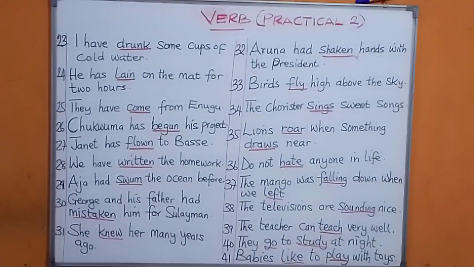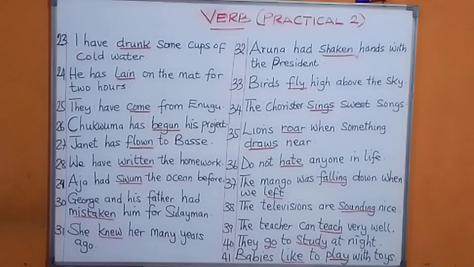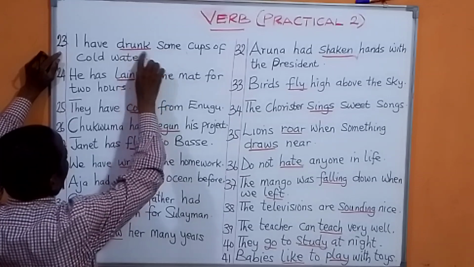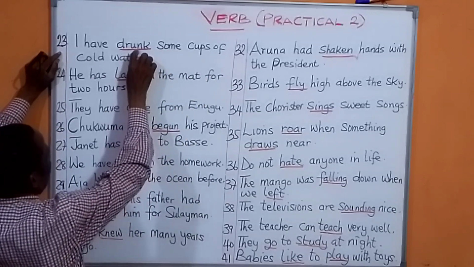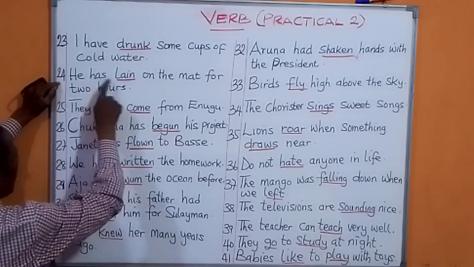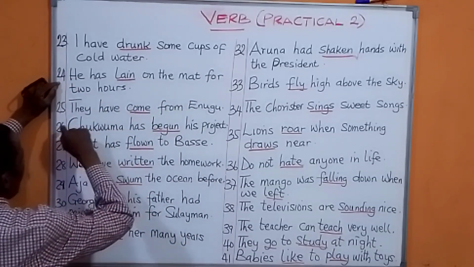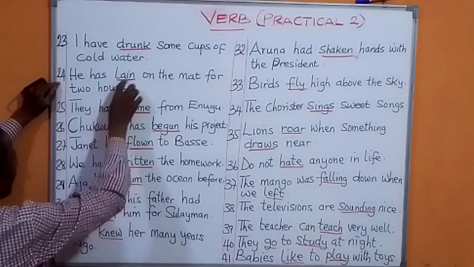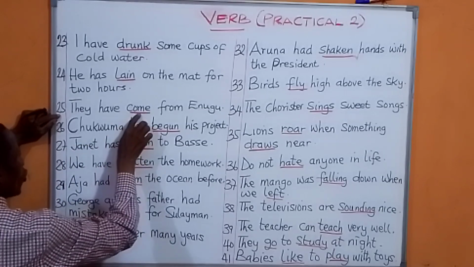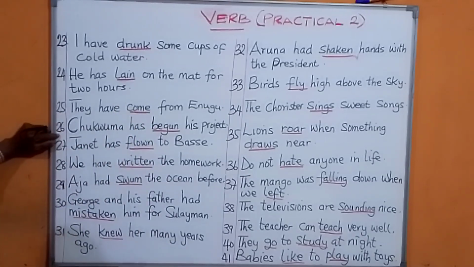So we've been able to underline the action words in each of these sentences. Let's revise what we have done. I have drunk some cups of water. The action word, the verb there is drunk. He has lain on the mat for hours. The verb there is lain. That's the action word. They have come from Enugu. The verb there is come. That's the action word, telling me what is done.